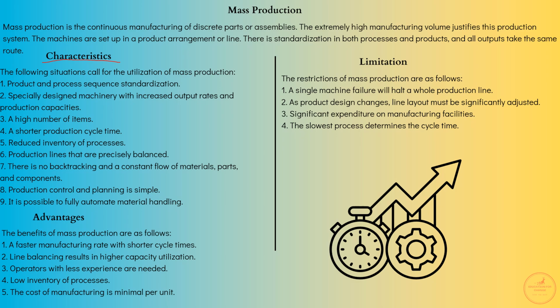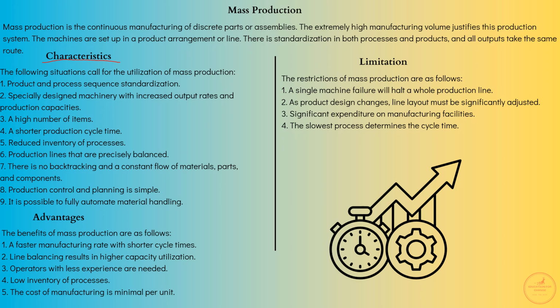For the mass production, the flow of the work should be the same. Now, sixth one is the perfectly balanced production line. Okay. Seventh one, flow of material and the components and parts is continued without any backtracking. That is a simple thing, flow of materials. Eighth one, the production planning control is very easy. Ninth one, it is possible to have fully automated material handling. That is the characteristics of mass production.